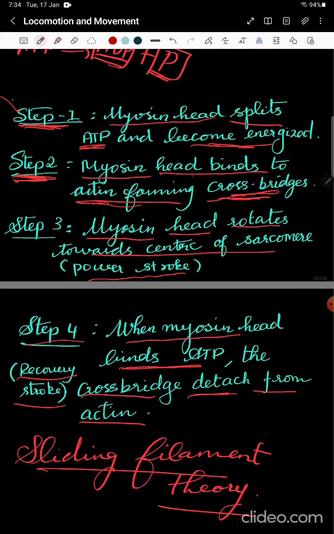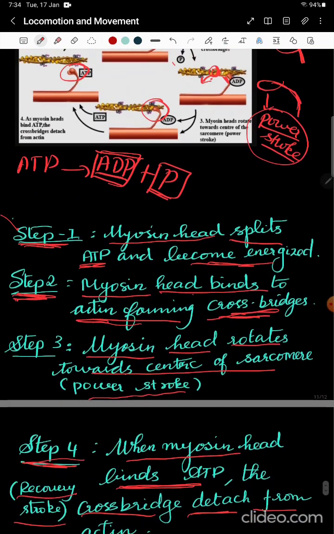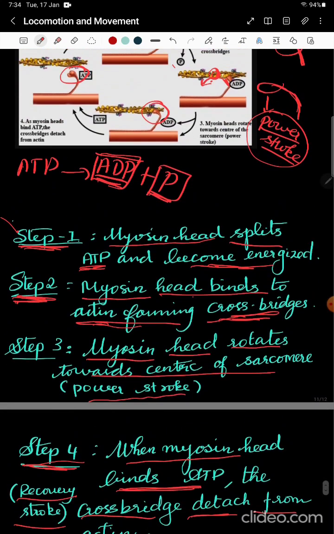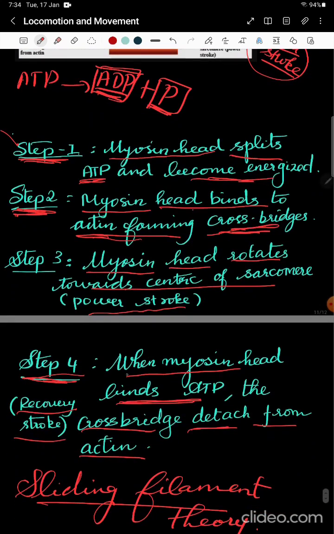For that, what is needed at step 4, which is the last step? This is when the myosin head binds the ATP. Up to step 3, the ATP has been hydrolyzed and separated into ADP and phosphate. Now for relaxation, the myosin head has to get detached from the actin filament. For that, what will happen? When a new ATP molecule binds with the myosin head, the cross bridge will get detached from the actin. Understood? This step is called the recovery stroke. What is it called? Recovery stroke.